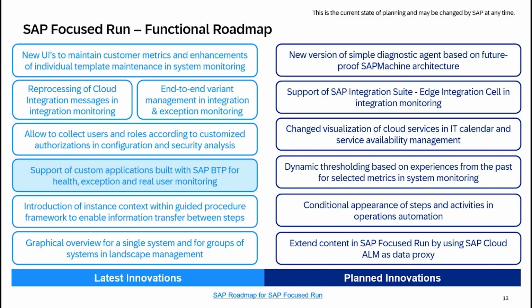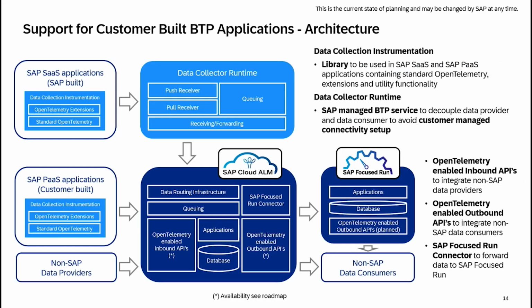So next one would be then the support of custom applications built with SAP BTP for health, exception, and real user monitoring. Very big topic, and we have achieved that with the usage of OpenTelemetry. OpenTelemetry is our standard solution now to integrate monitoring from the PaaS applications. You have already heard, I think, in the sessions in Cloud ALM that we also use this for the SaaS applications now more and more.